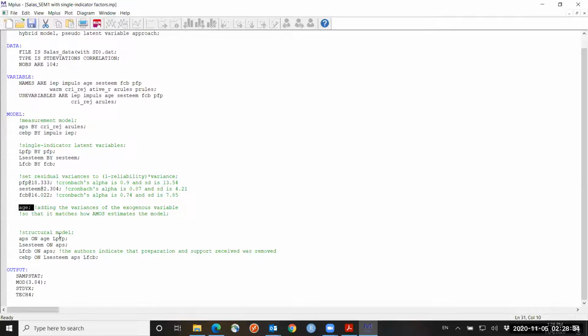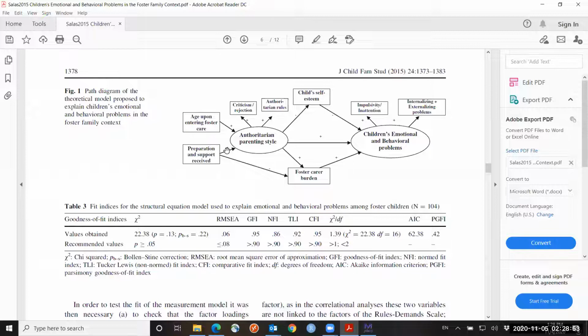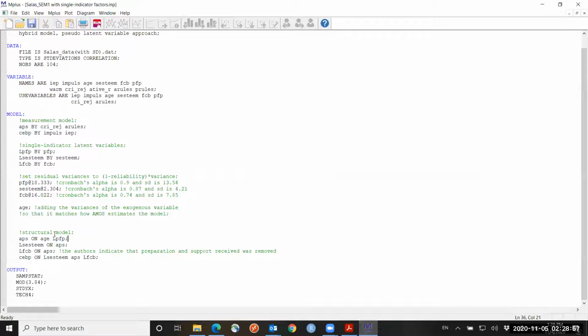And then the structural model. Now, the only difference here is that where there was PFP in the original model, I replaced it with LPFP, latent PFP. So here, this is PFP, now it becomes a circle, and the latent variable with one indicator is latent PFP, but it still has the same arrow here. So I have latent PFP as a predictor here, latent self-esteem here, latent FCB here, and again, latent self-esteem here, latent FCB.